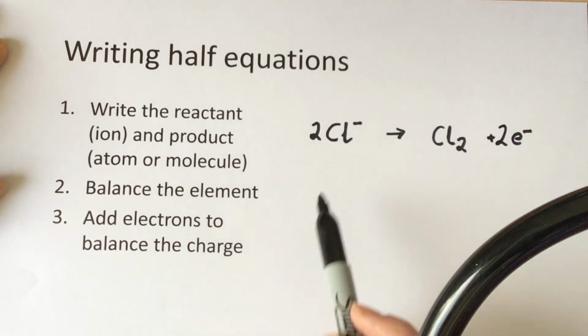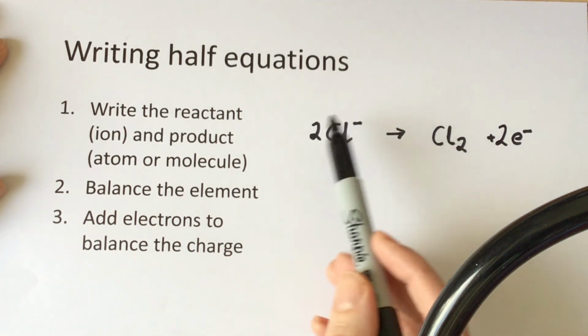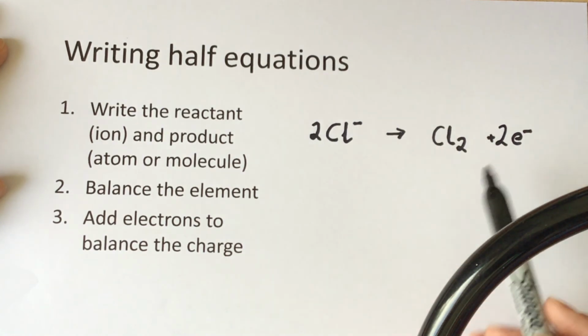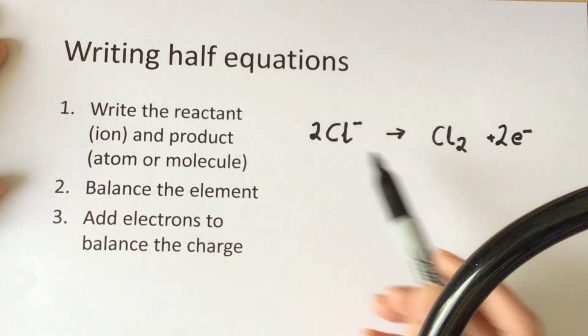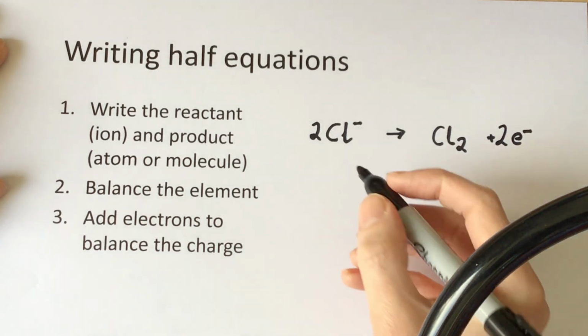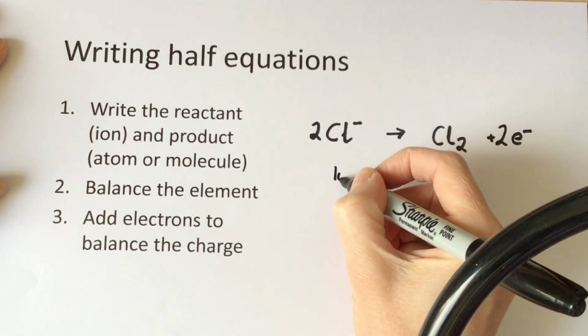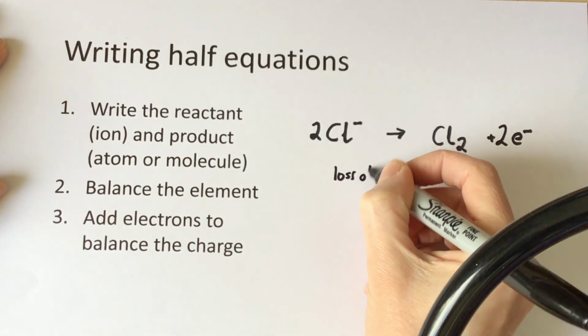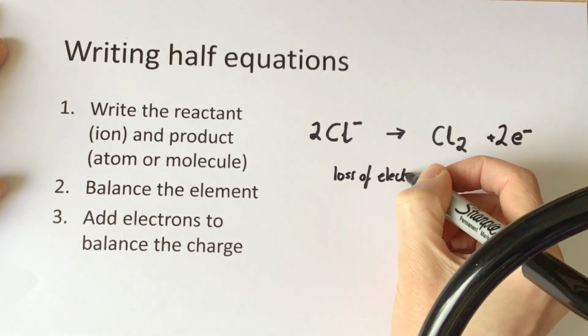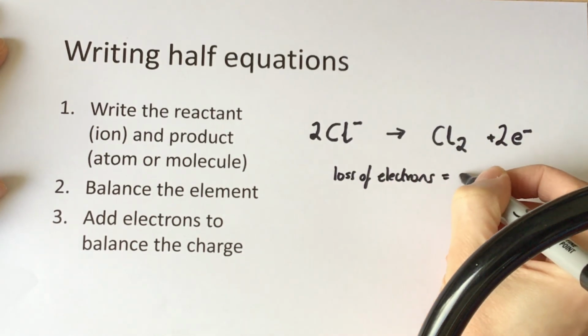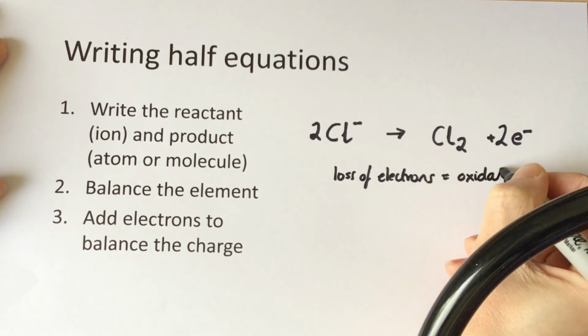In this case, we've got our chloride ion losing an electron, or 2 chloride ions losing 2 electrons, and so we've got loss of electrons. So this is an oxidation reaction.